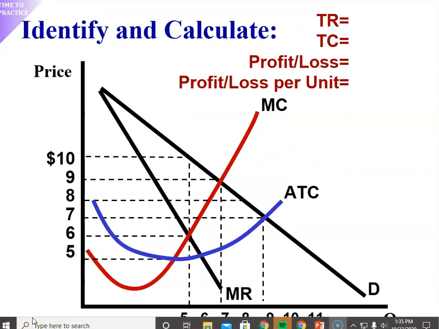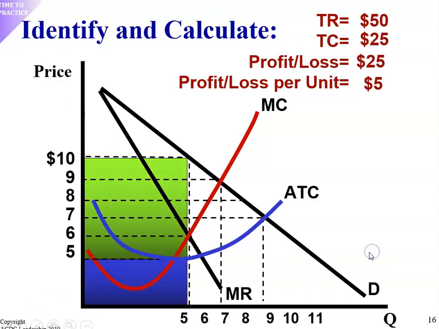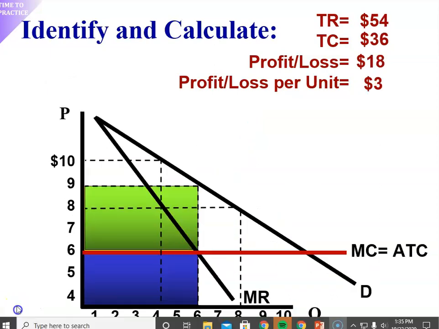Take a look at this graph and calculate each of the following. And there are the answers. And take a look at this graph and calculate total revenue, total cost, the profit or loss, and the profit or loss per unit. Notice that in this graph, the marginal cost, the average total cost curve is horizontal.